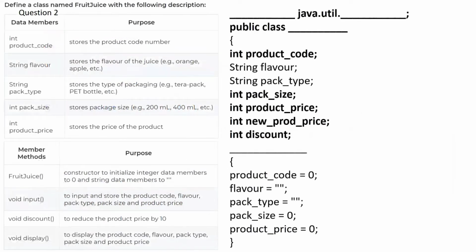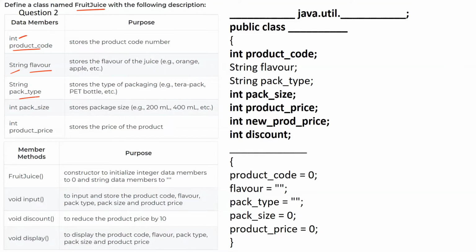So guys, here in this particular question, what I have tried to explain to you is about a program where we are having certain fill-ups and how to fill these particular fill-ups. So guys, here we can see that we are having a class with the name fruit juice and we are having certain variables. First one is product code. It is of type int. Second one is flavor. It is of type string.